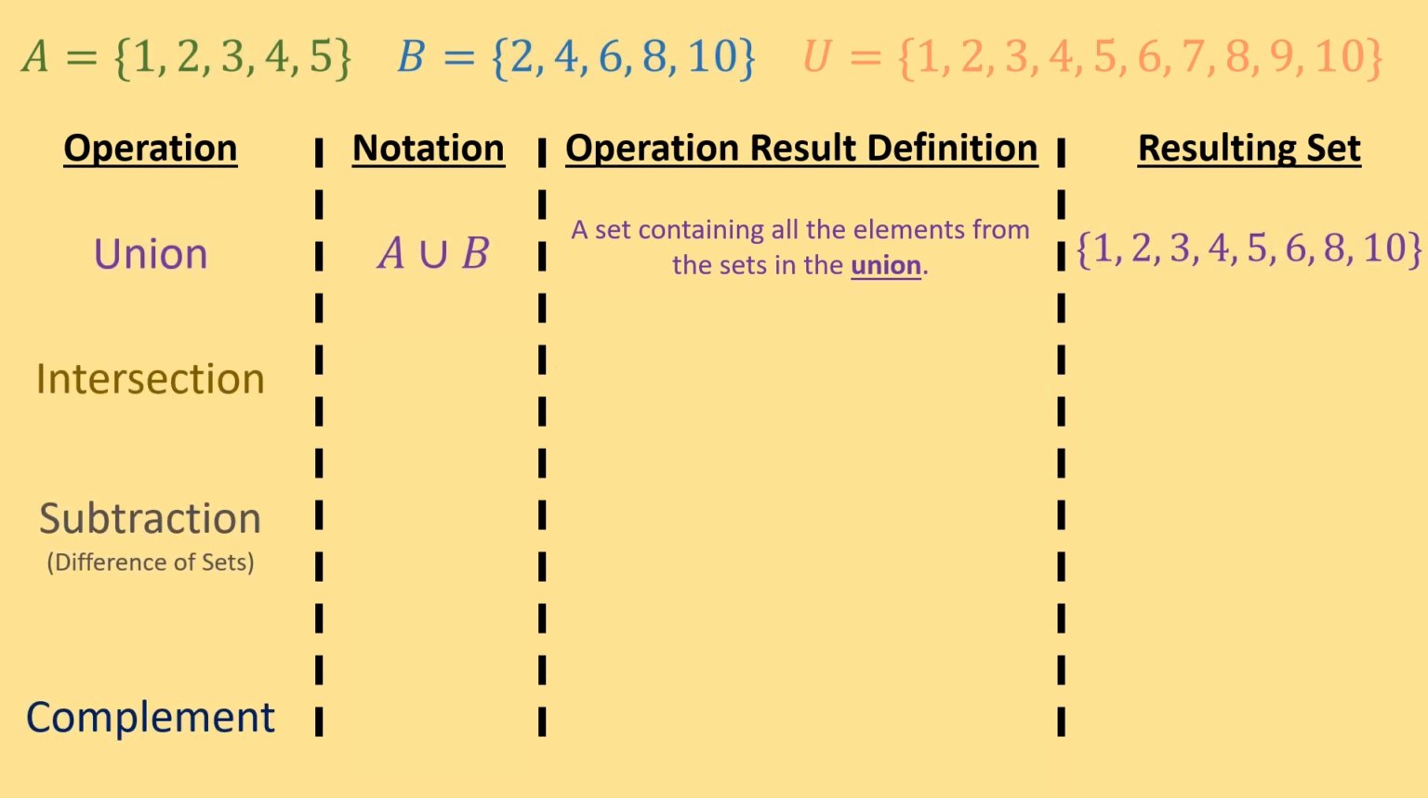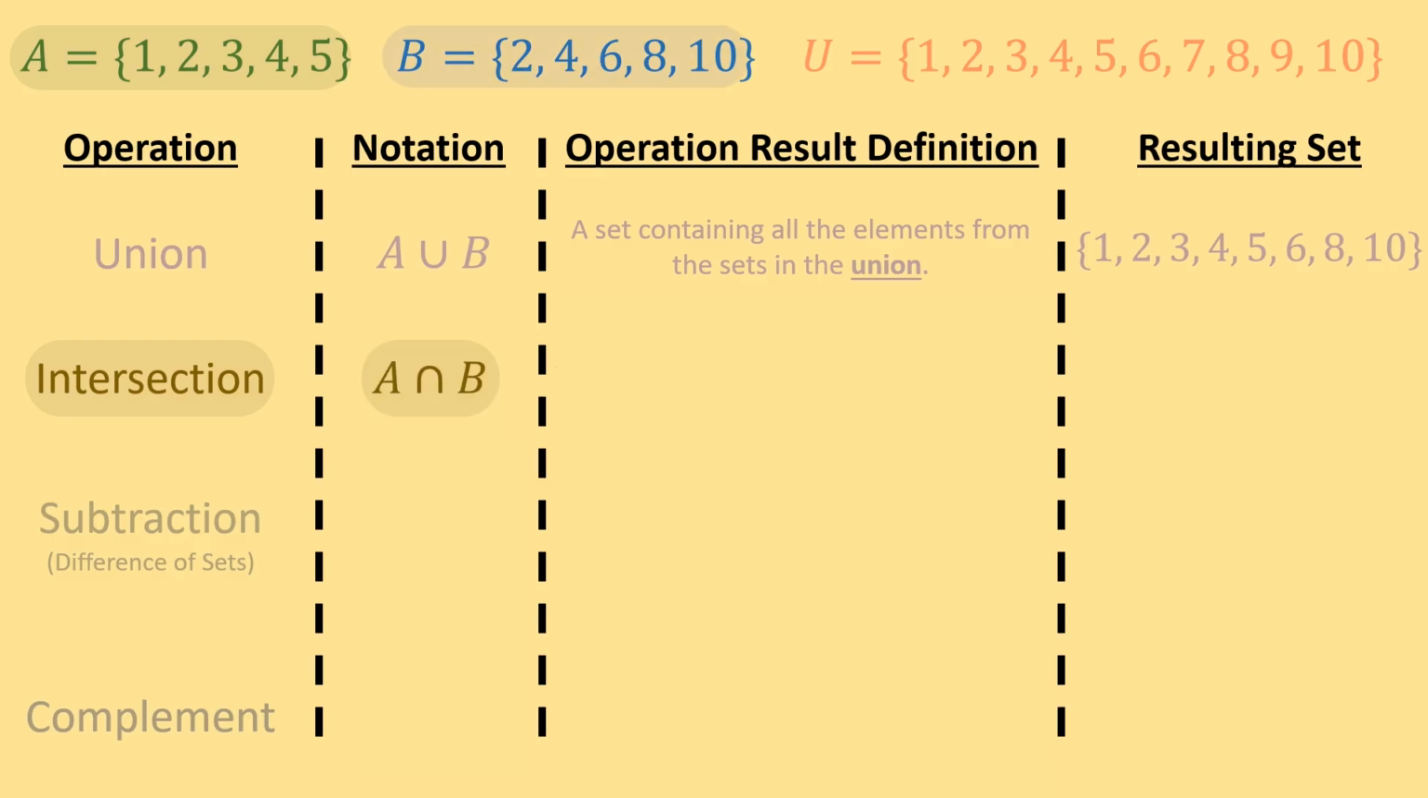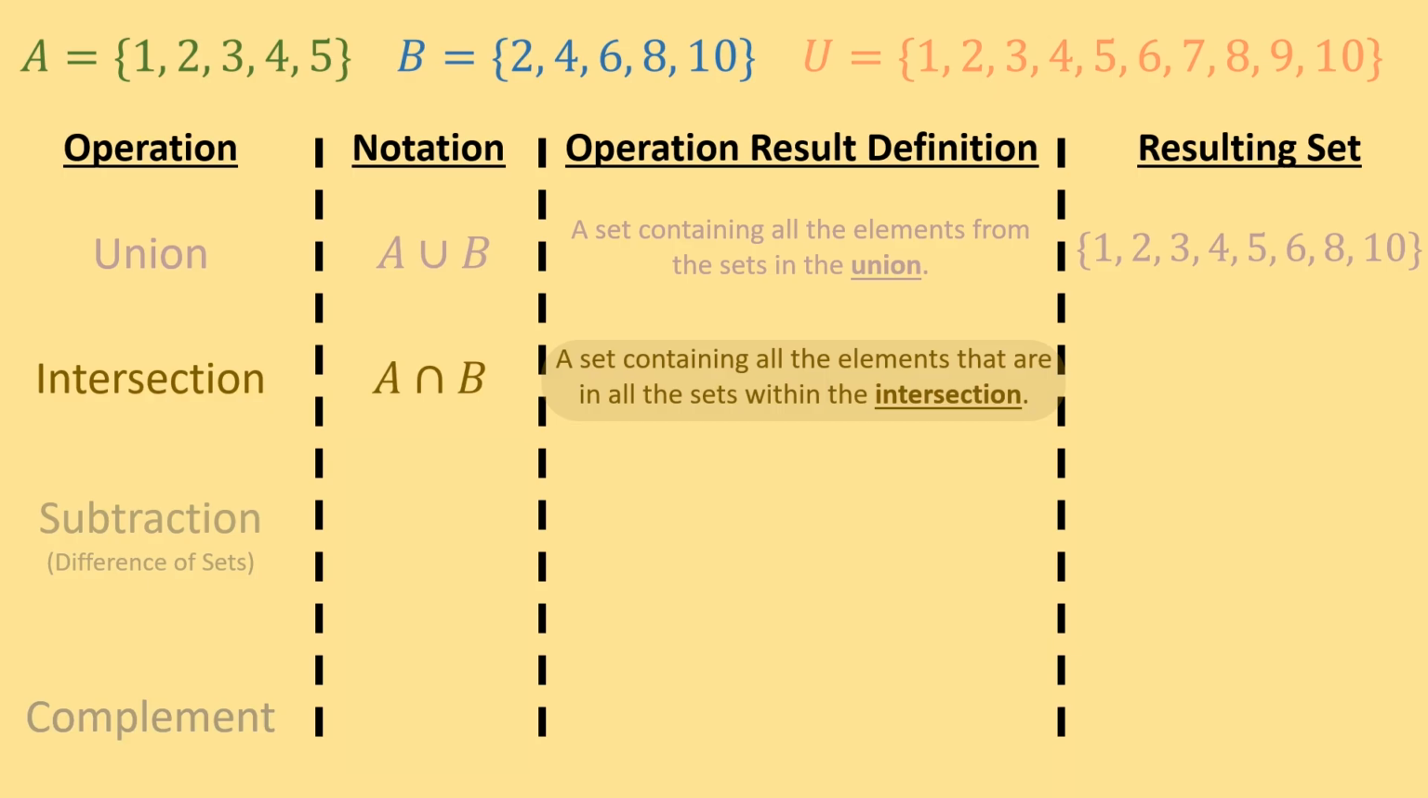Next, let's talk about the intersection of set A and set B, denoted here. The result of this operation is a set containing all the elements that are in both set A and set B. So when looking at set A and set B, what elements are contained in both sets? Well, set B only contains even numbers. Do the even numbers in set A also appear in set B? Yes. The elements 2 and 4 are the only elements found in both set A and set B. So, the intersection of set A and set B is the set containing the elements 2 and 4.